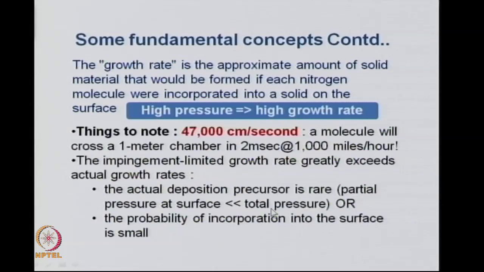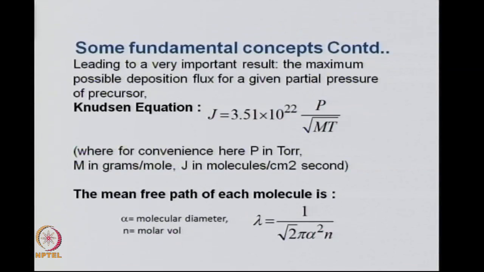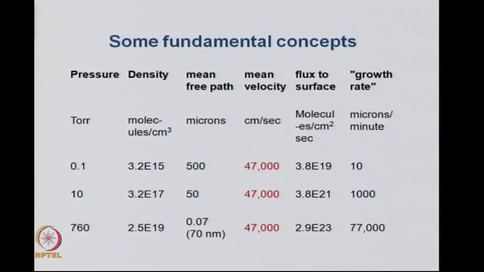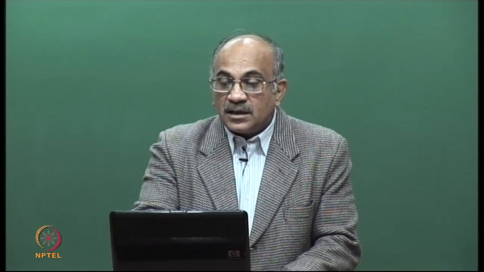So, there are two things: one, that the partial pressure we are assuming for the total gas is not the same, and the actual partial pressure at the surface is much lower, or the probability of incorporation onto the surface of these gaseous molecules is small. The other thing that we have to discuss: we discussed some fundamental concepts using the Maxwellian distribution of the velocities of these gaseous molecules and assuming ideal gas behavior.